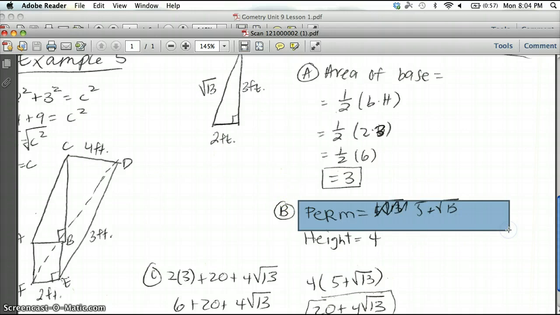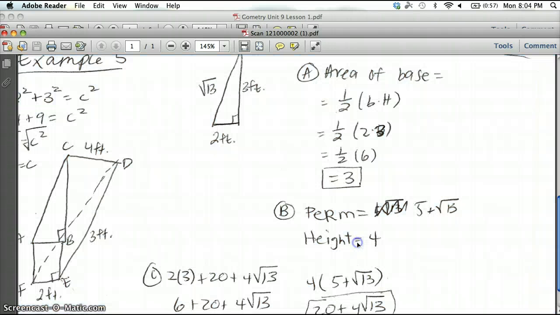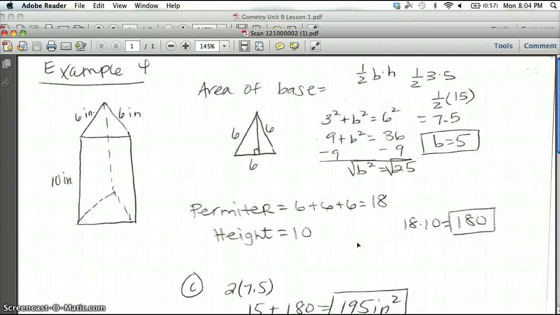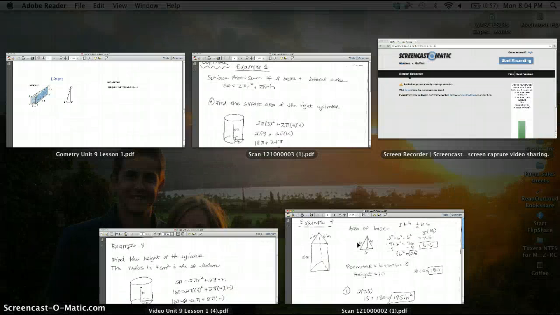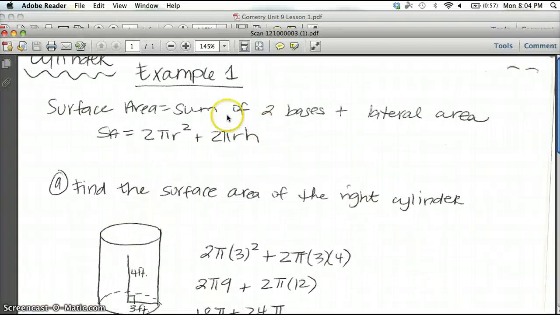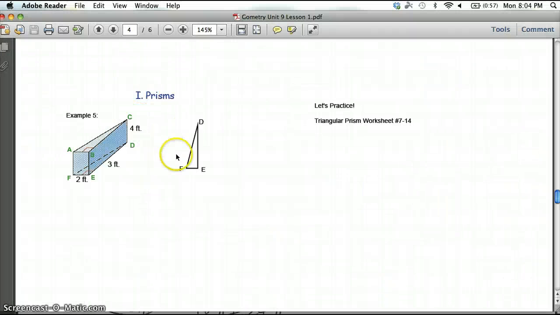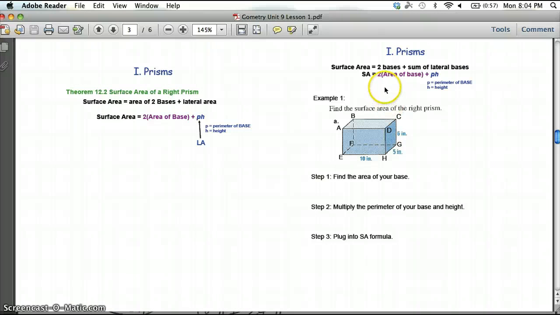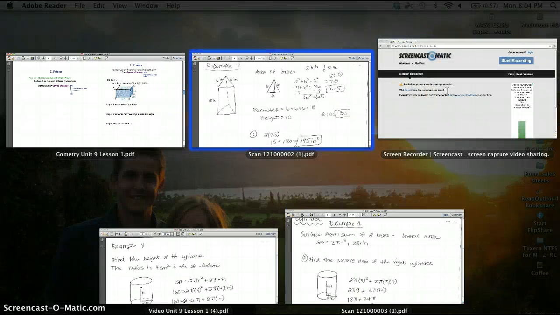Okay? And then the height of my entire figure is 4. So I went ahead and put 4. So let's go back to what our formula is. Our surface area formula is 2 times the area of my base plus my perimeter times my height.